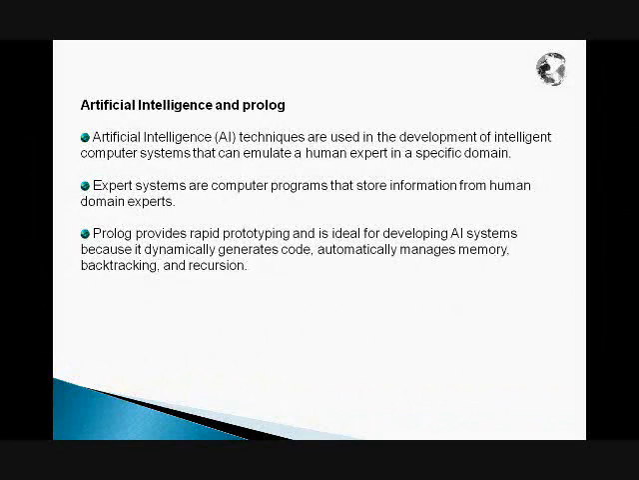Expert systems are computer programs that store information from human domain experts. This information is stored in a special database referred to as a knowledge base. Knowledge bases are used to solve problems in diverse application domains such as space science, medical science, geology, and robotics. Prolog provides rapid prototyping and is ideal for developing artificial intelligence systems because it dynamically generates code and automatically manages memory, backtracking, and recursion.